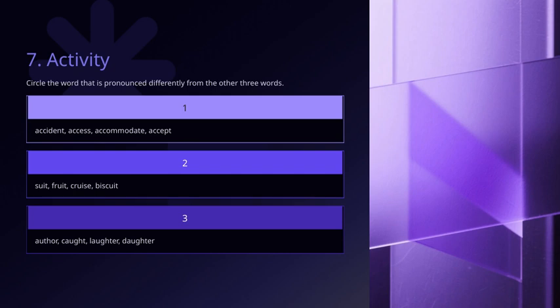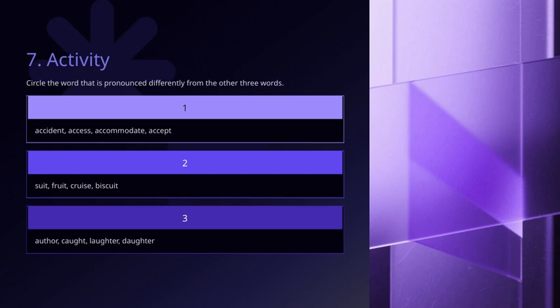Next, in the second group, suit, fruit, cruise, biscuit, you'll do the same. Notice the vowel sounds and how they differ across these words. And finally, in the third group, author, caught, laughter, daughter, think about the way these words are spoken, especially focusing on the vowels and consonants.